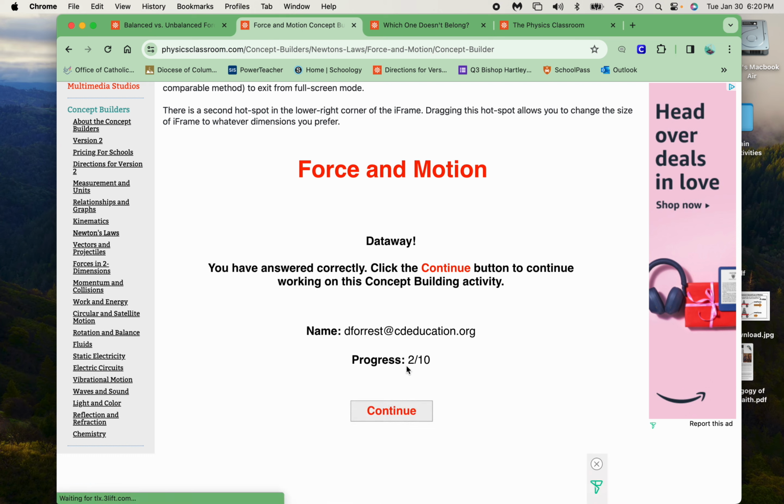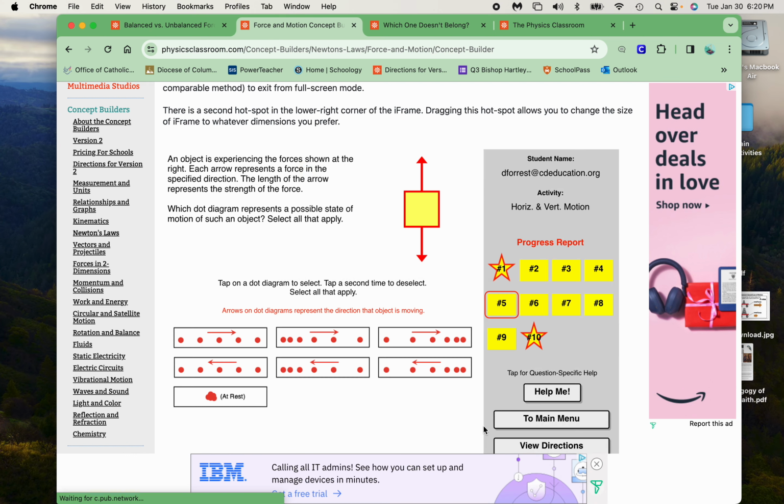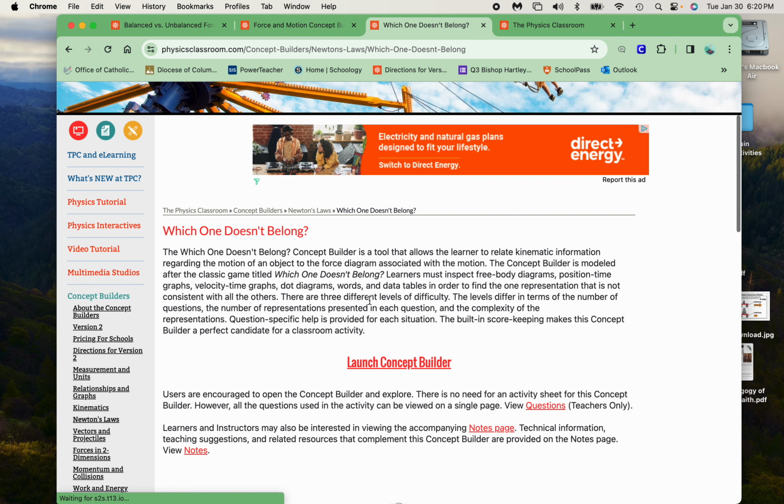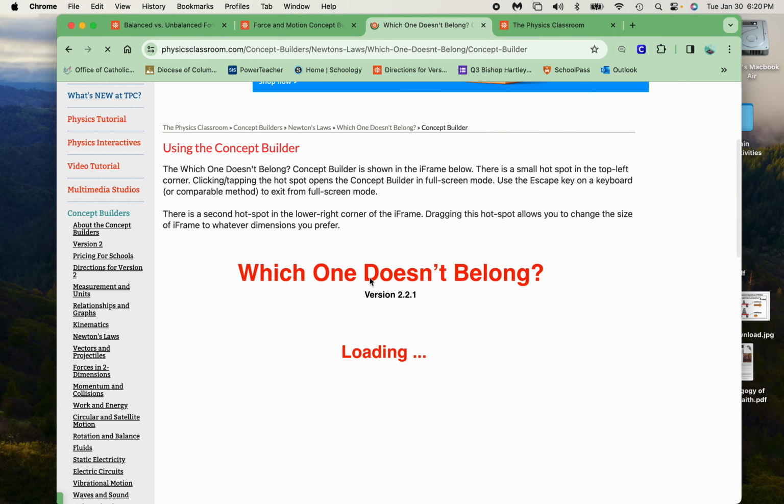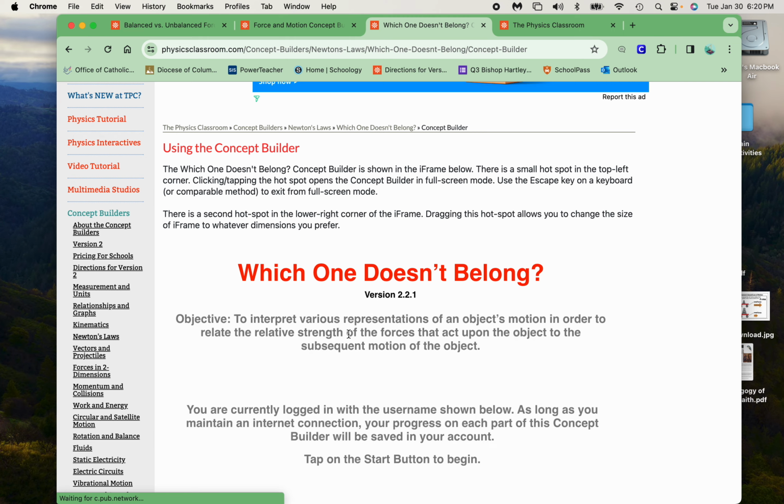Okay, so again, that's just an example, one of those. This is just a horizontal example. So you could think about which of these would be true as well. And yes, you can have vertical forces and horizontal motion. The last one is which of these does not belong. So it's going to give you a number of representations and ask you to interpret which one is different than the others.